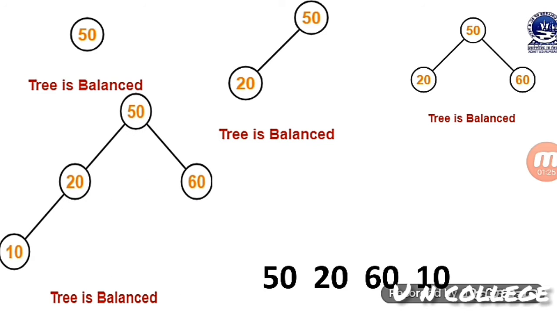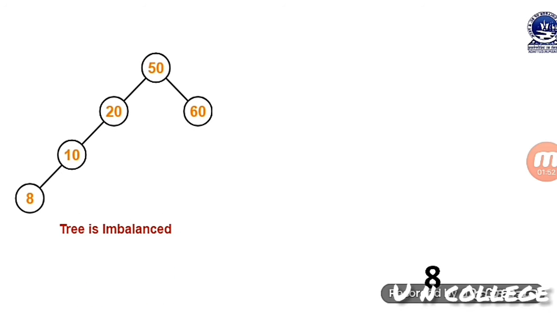Then 10. When we insert 10 at the left side of 50, obviously as per the BST property, here also the tree is balanced. How? Because the balancing factor of 10 is 0, of 20 is 1, of 50 is 1, and of 60 is 0. In this way the tree is balanced. Now we will move towards the next step. We will insert 8.